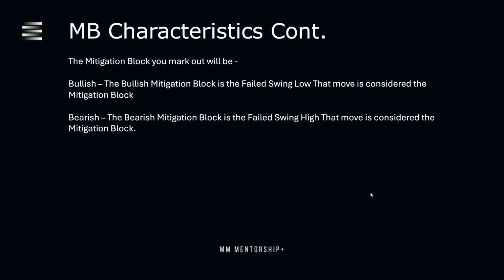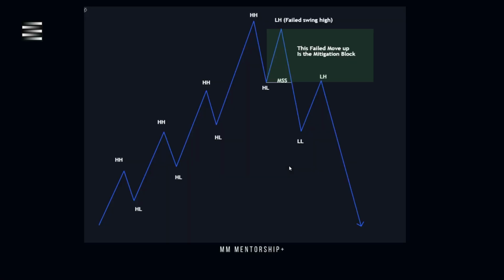So, continuation of the characteristics. The mitigation block you mark out will be, so a bullish mitigation block is the failed swing low. That move is considered the mitigation block. Right, so that failed swing low, that whole move is the mitigation block. The bearish mitigation block is the swing high. That move is considered the mitigation block.